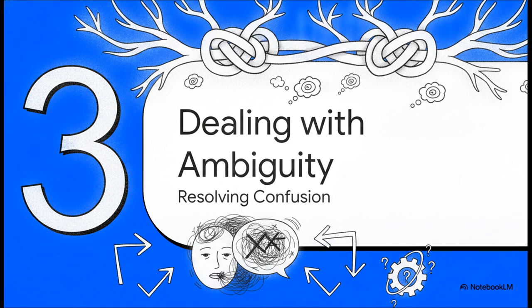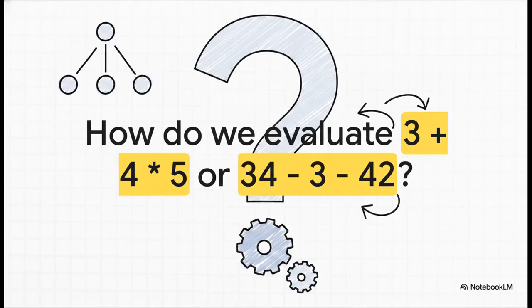Section 3, dealing with ambiguity. Of course, building a beautiful tree isn't always completely straightforward. Consider these classic math problems. 3 plus 4 times 5. Does the parser build a tree that adds 3 and 4 first, or multiplies 4 and 5 first? Or look at 34 minus 3 minus 42. Does it associate to the left or to the right?